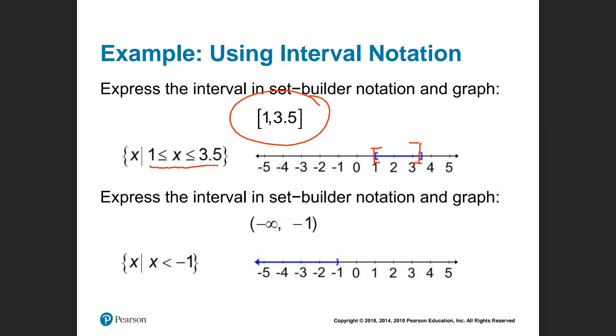The next one. Express the interval in set builder notation and graph. Okay, remember this is a parenthesis. Always, negative infinity, always a parenthesis. So go over there. This is negative infinity. Okay, now negative 1. This one is negative 1. But it's open. This is a parenthesis.